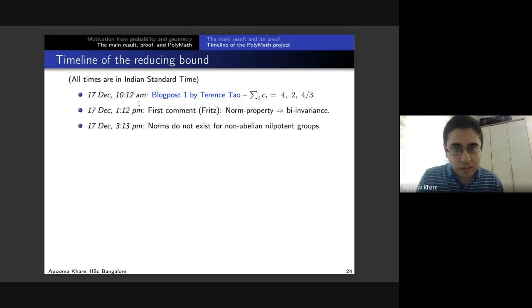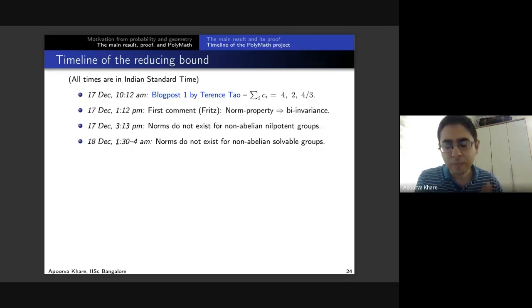And then this is where, as I said, people immediately started to try to come up with examples that work. And in trying to come up with examples, they proved that this doesn't work. In 2 hours, Terence Tao came up with the example of the commutator argument: gh to the n squared is the commutator of g to the n and h to the n. That proved, inside 2 hours from Tobias's observation, that norms don't exist for non-abelian nilpotent groups.